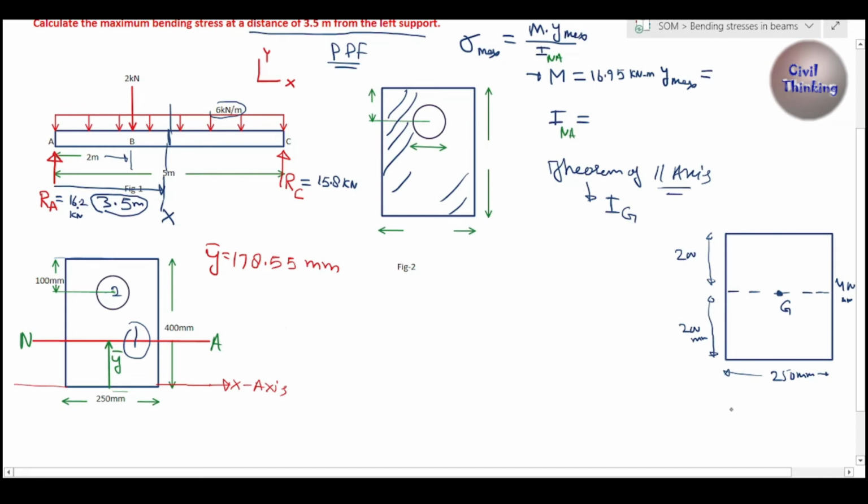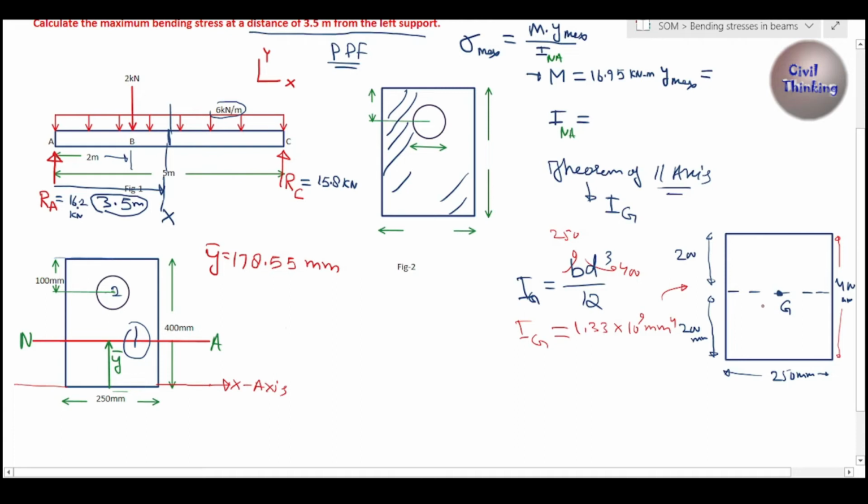Now you should know the formula for the moment of inertia of a rectangle about its own center of gravity: Ig is equal to BD cubed divided by 12. Now B is 250, D is 400, the total depth from here to here. When you solve this, you will get Ig to be 1.33 multiplied by 10 to the power 9 mm^4. This is Ig of this rectangle.